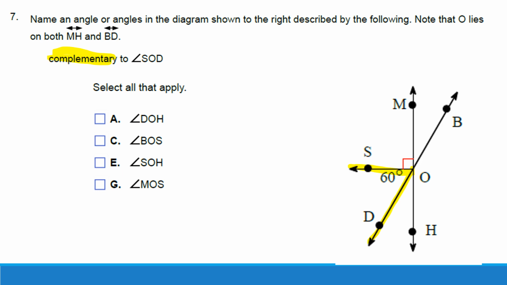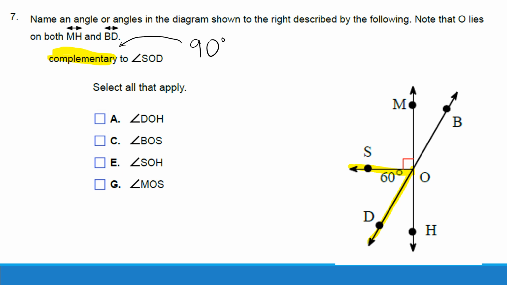We know that when two angles are complementary, they add to 90 degrees. So look at your diagram here. We want to form a right angle. We want to add or include or identify an angle that when we add it to angle SOD would form a right angle. So I can see one here.